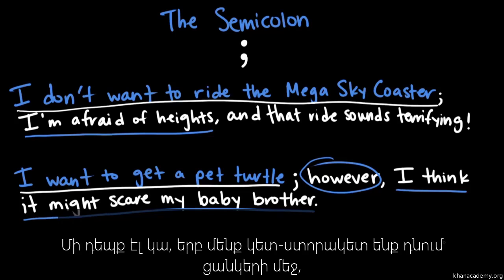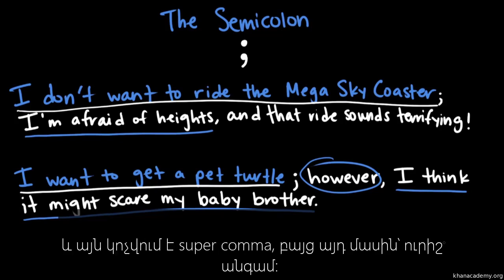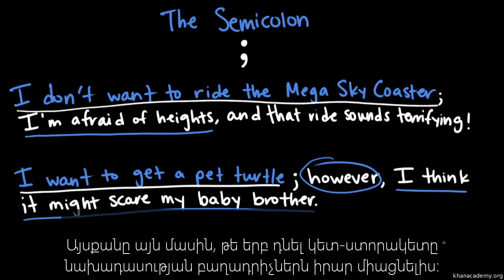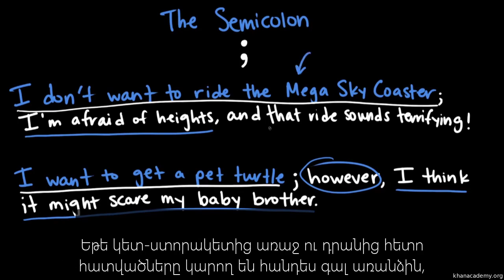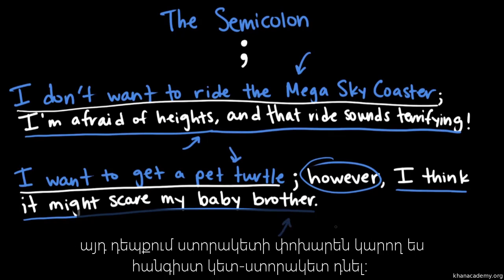There's another place we can use semicolons, which is in a complex list. In this case, it's called a super comma, but we're going to get to that in another video. So for now, this is how you use a semicolon to link parts of a sentence. If the words to the left and the words to the right of the semicolon can stand as individual sentences with a period in between them, you can put a semicolon there instead.